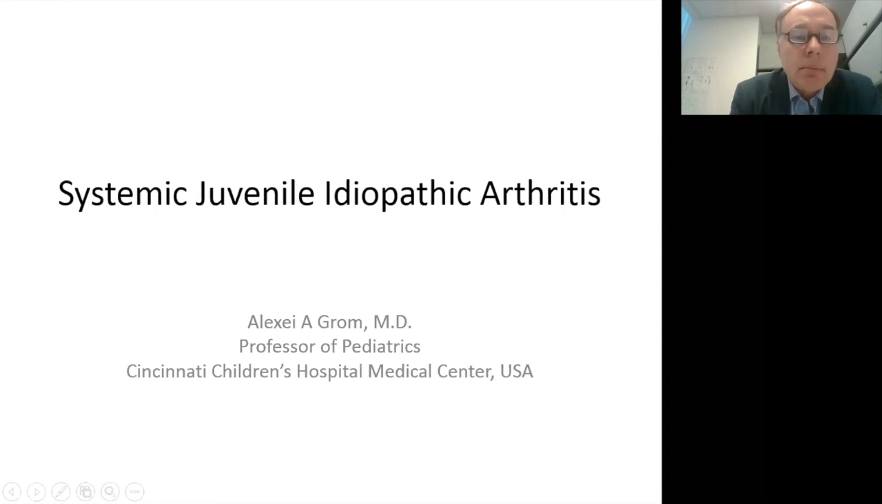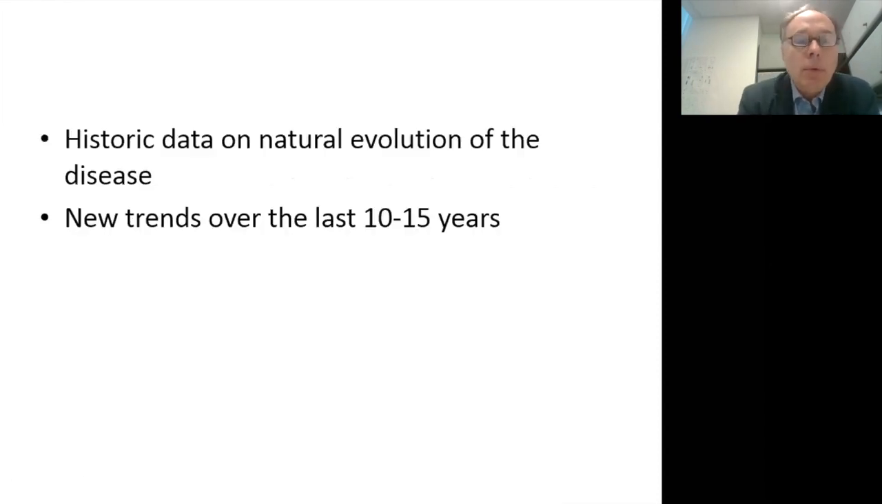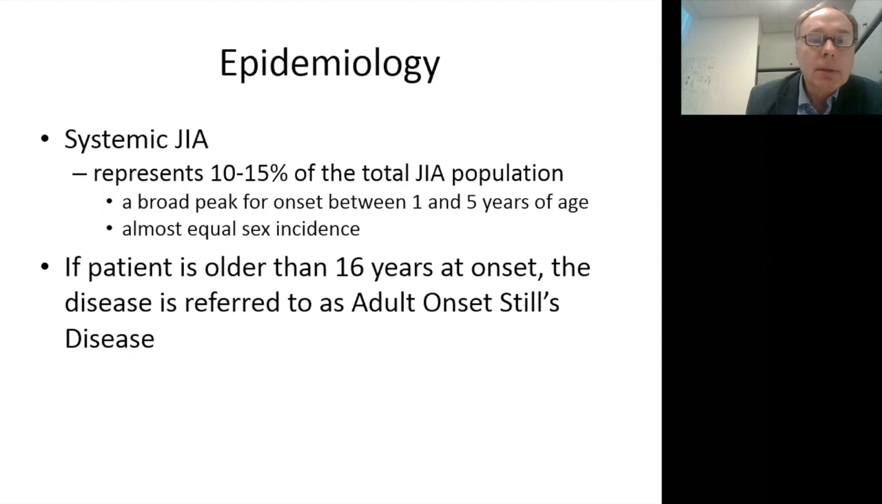So over the next 15 minutes, I would like to start with a description of some historic data on the natural evolution of systemic juvenile idiopathic arthritis, and then discuss some of the new trends that we have observed over the last 10, 15 years.